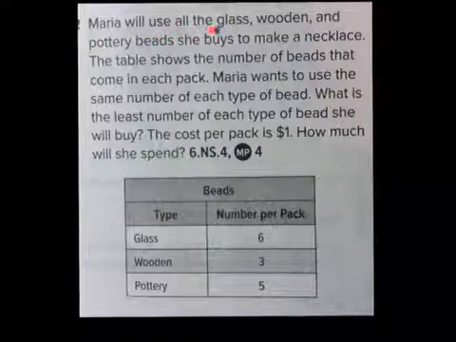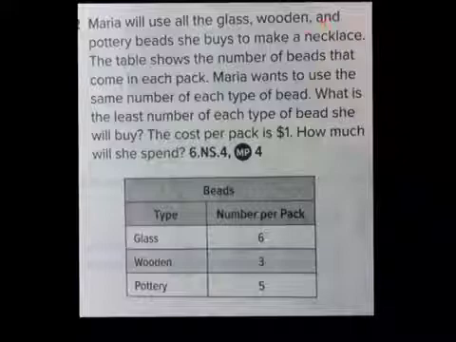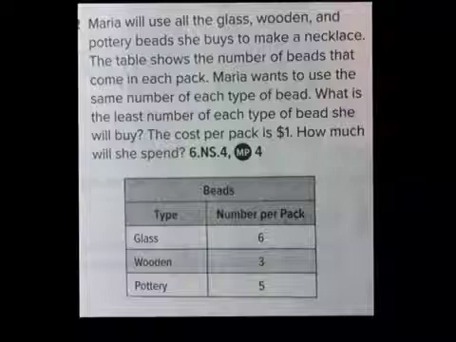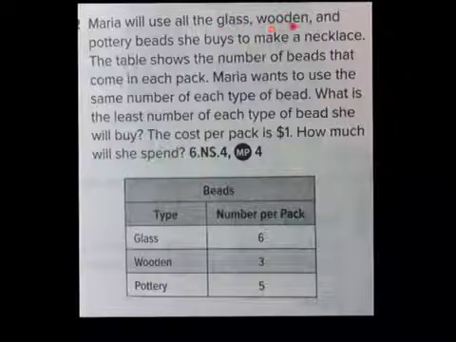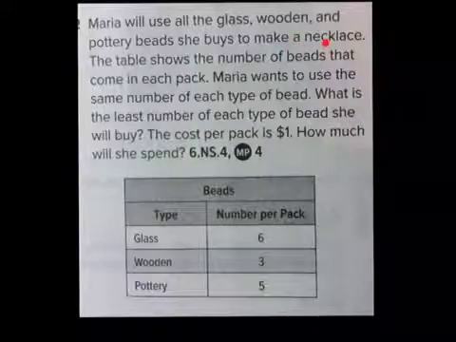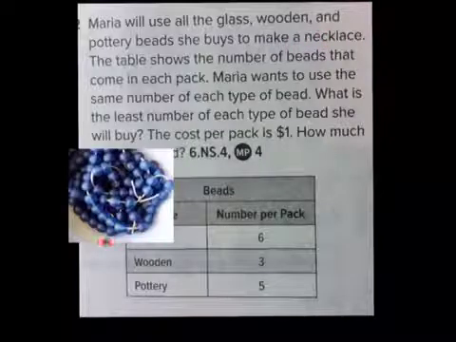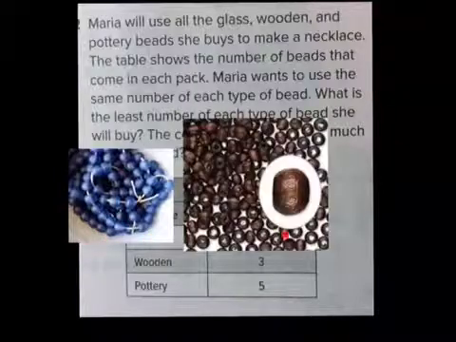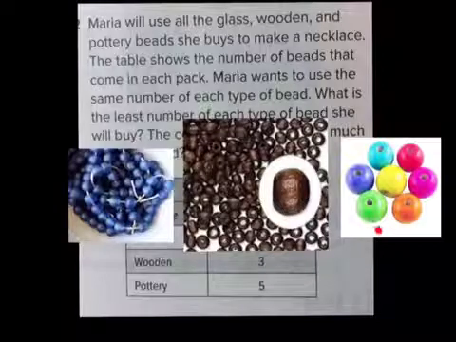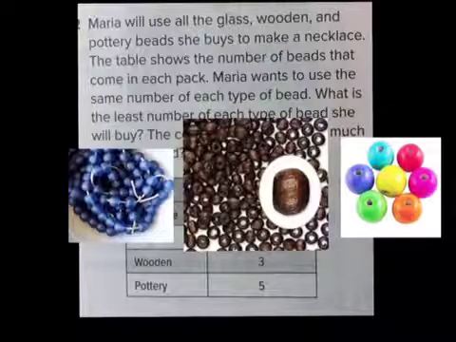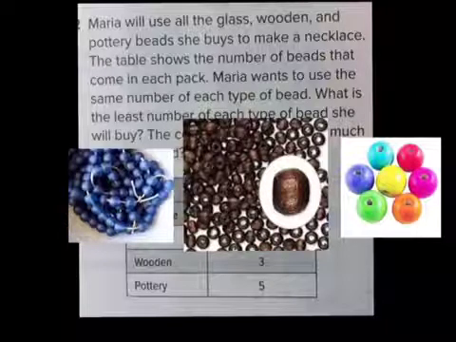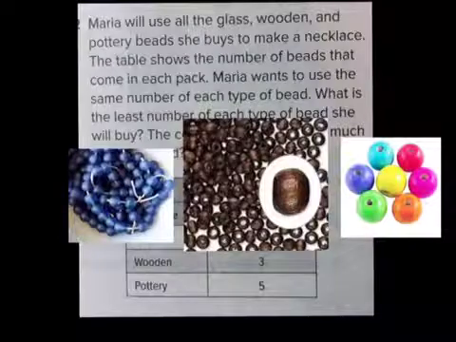Maria will use all the glass, wooden, and pottery beads she buys to make a necklace. Now what we're talking about here is glass beads, wooden beads, and pottery beads. They're little necklace beads to make a necklace. These could be glass beads. Here we have some wooden beads and some pottery beads. Pottery beads made out of like porcelain or clay, and then it's cooked and warmed up and hardened. So these are all different types of beads that we would need to make a necklace. Okay, so that's your example.